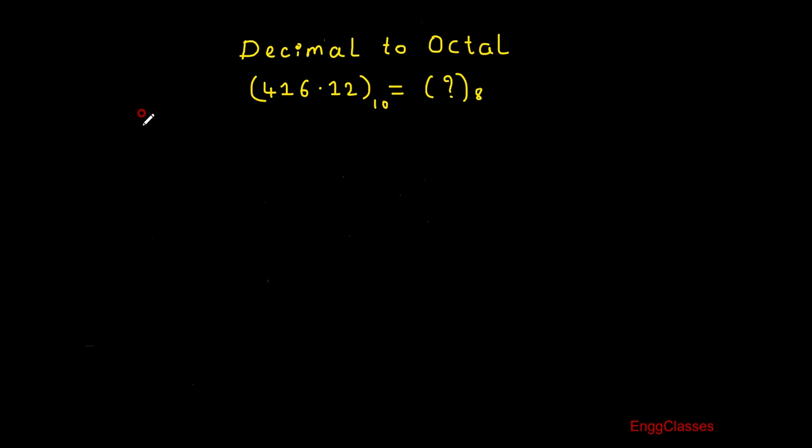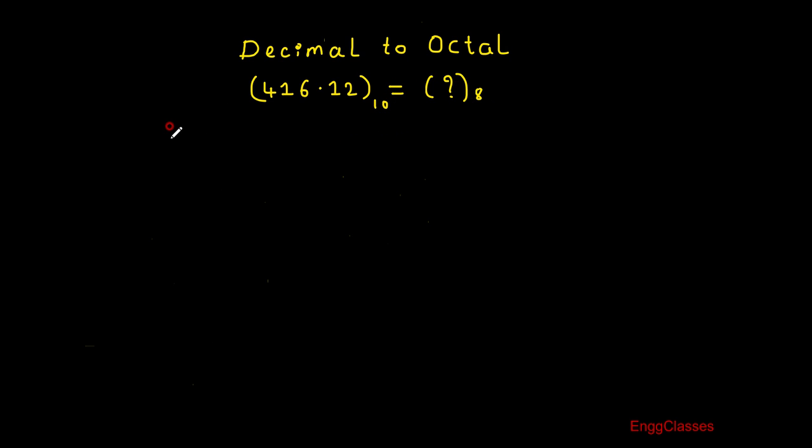In this video lecture we shall consider the concept of decimal to octal conversion. The given number in decimal is 416.12. I need to find its equivalent number in octal. So what is the procedure?